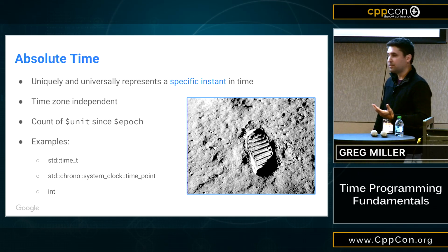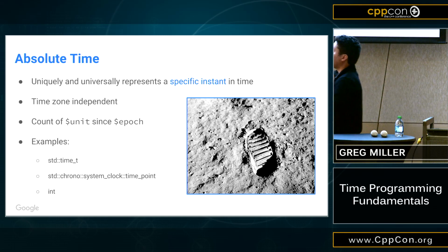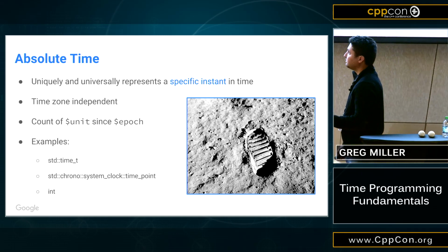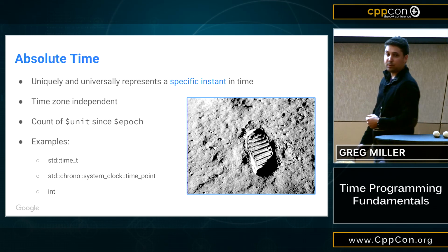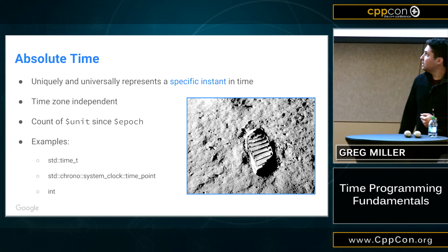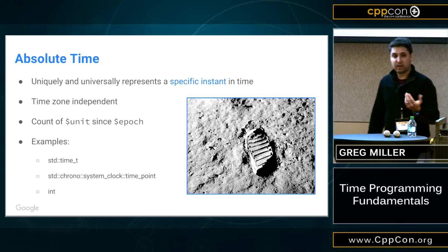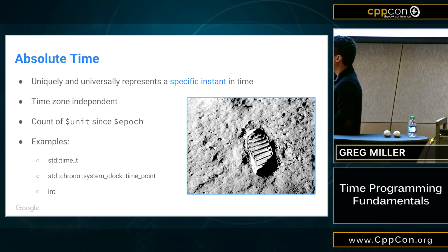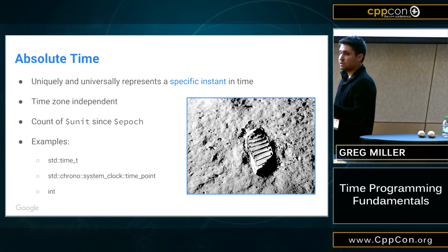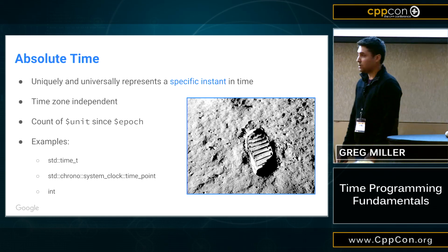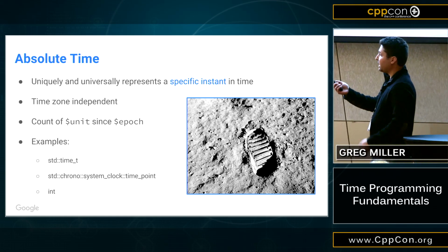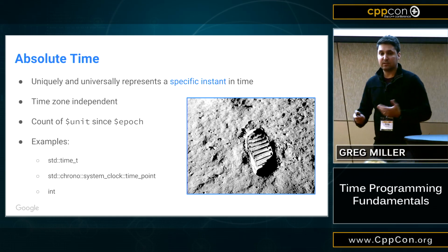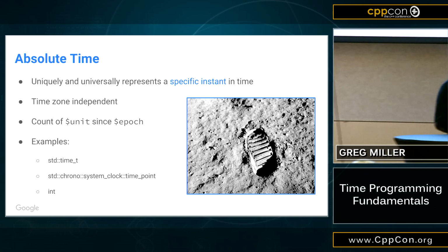Absolute times are typically represented as a count of some unit since some epoch. Classic examples that we're all familiar with: time_t is a great example of an absolute time. In C++, std::chrono::system_clock::time_point is another good example. Or really, you could have any integer counting something since some when would be a fine example of an absolute time.